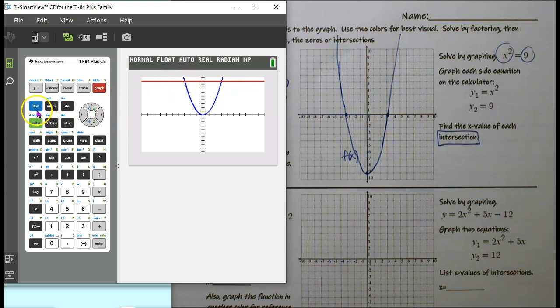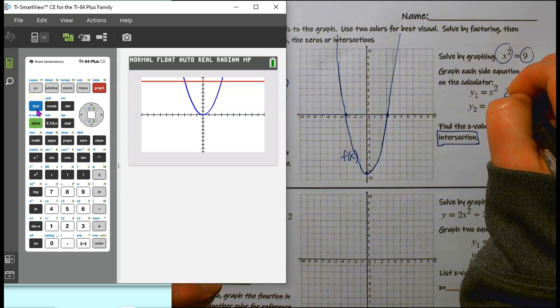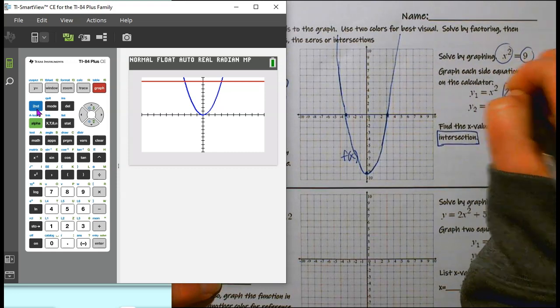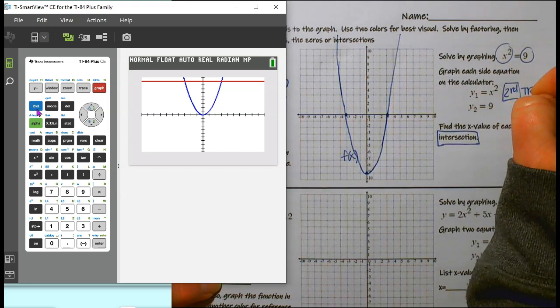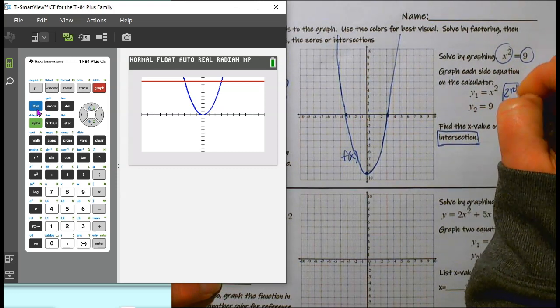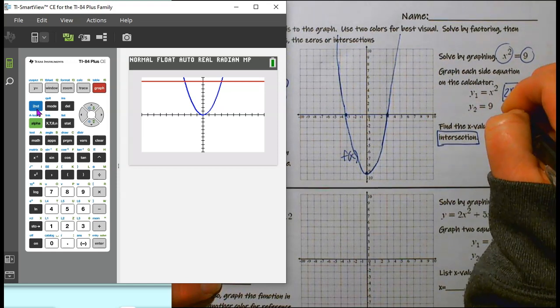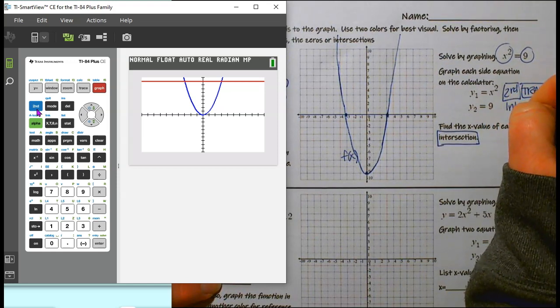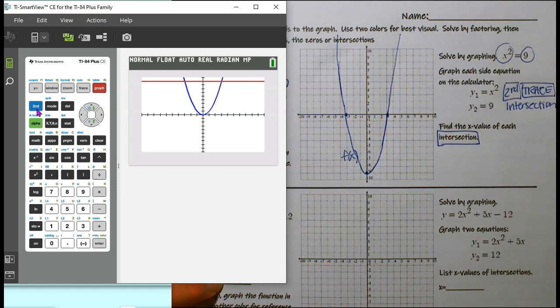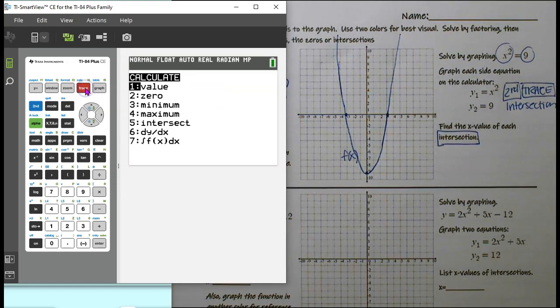And so let's do this. So we're going to do these buttons. So you need to try it on yours. Second, and then the trace button. And then we're going to find the intersection. We're going to find both intersections actually. So here we go. Second, trace, intersection is 5.